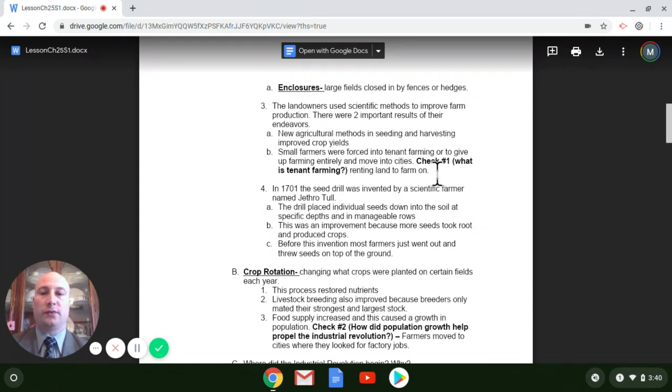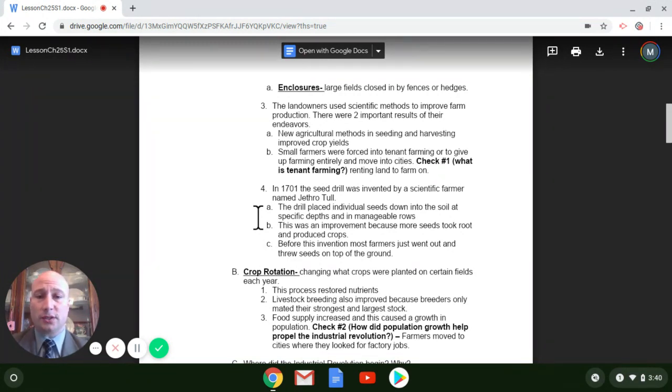Also, point number 4 here, in 1701, the seed drill, a major invention, was created by a scientific farmer named Jethro Tull. The seed drill placed individual seeds down into the soil at specific depths and in very manageable rows. So it created a nice, neat environment to grow your crops.